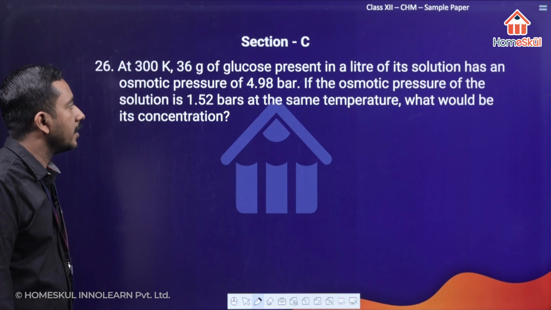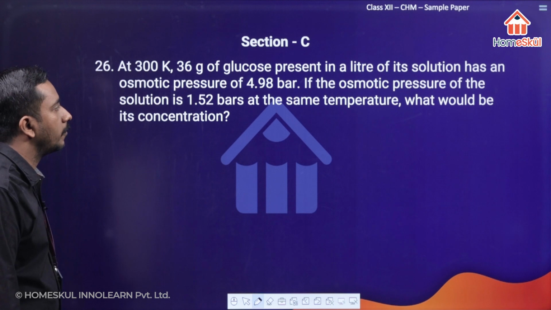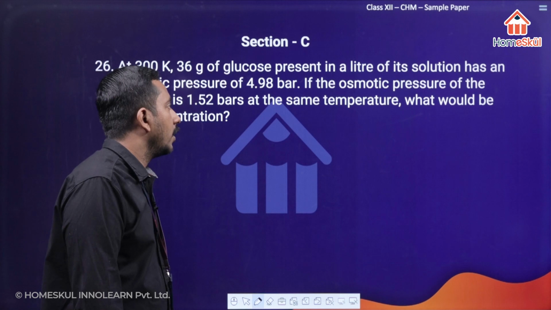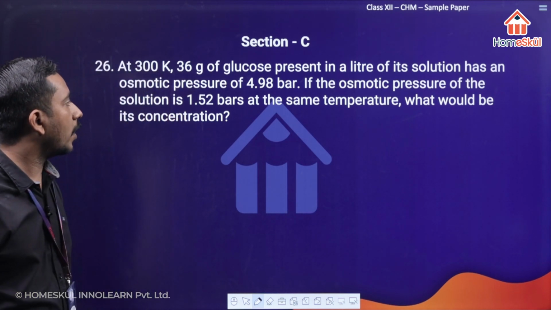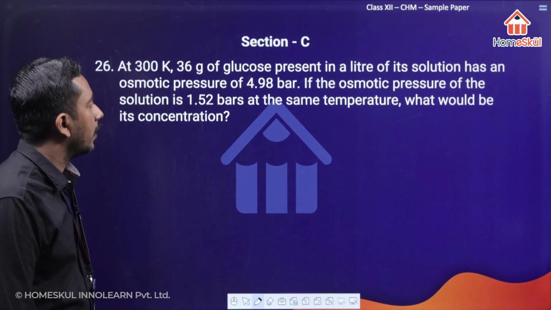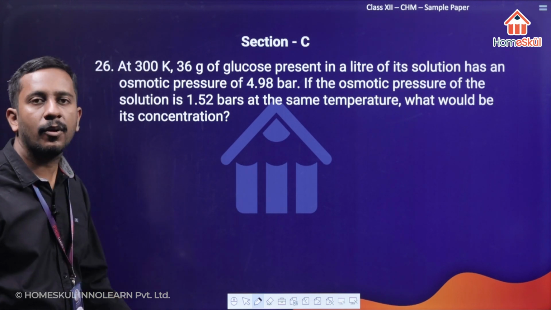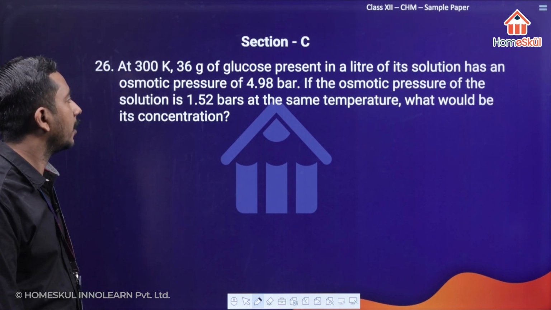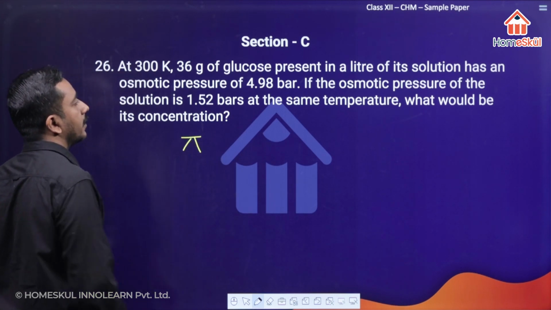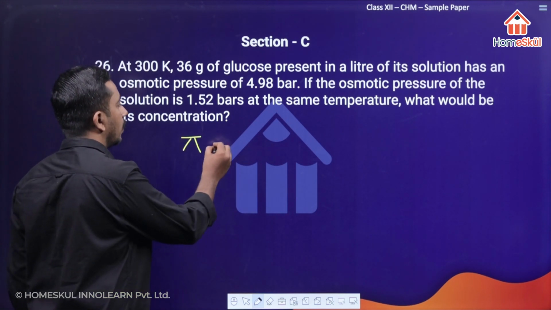At 300 Kelvin, 36 gram of glucose present in a liter of its solution has an osmotic pressure of 4.98 bar. So this is a question related to the colligative property, osmotic pressure. Now if the osmotic pressure of the solution is 1.52 bars at the same temperature, what would be its concentration? Here we'll have to find the concentration of a solution given the osmotic pressure at two different values. So we have a value of osmotic pressure, that is pi, given in the first condition as 4.98 bar. So what is the equation for osmotic pressure?